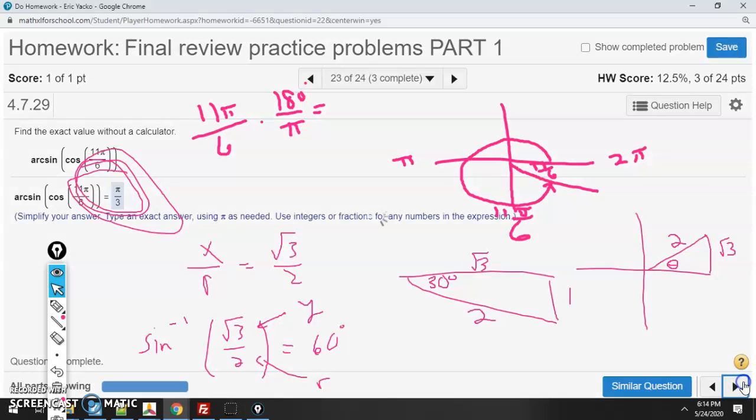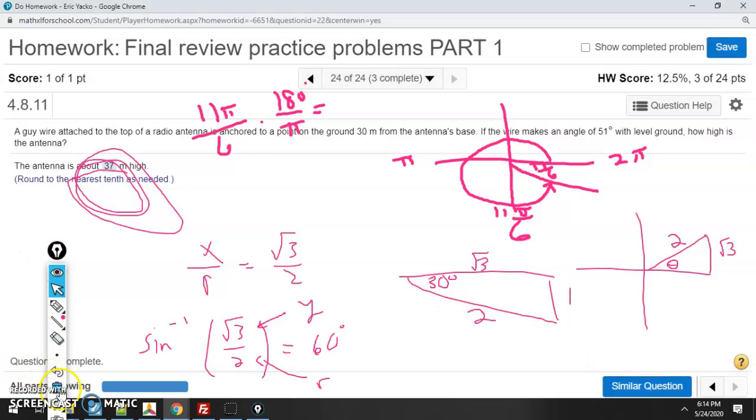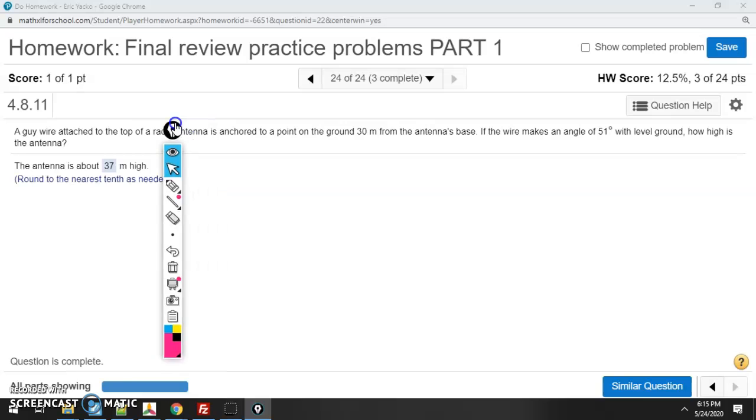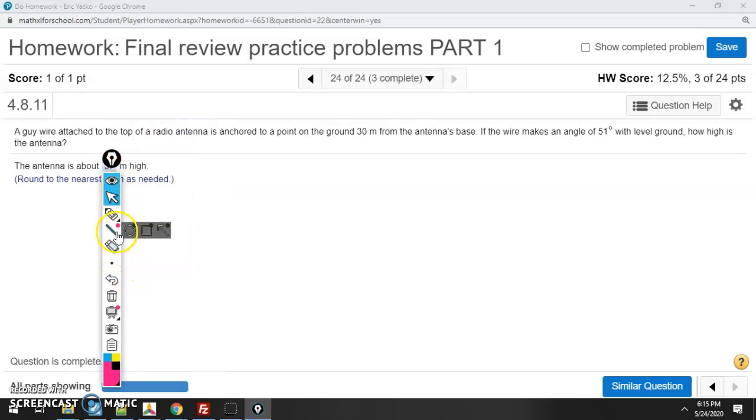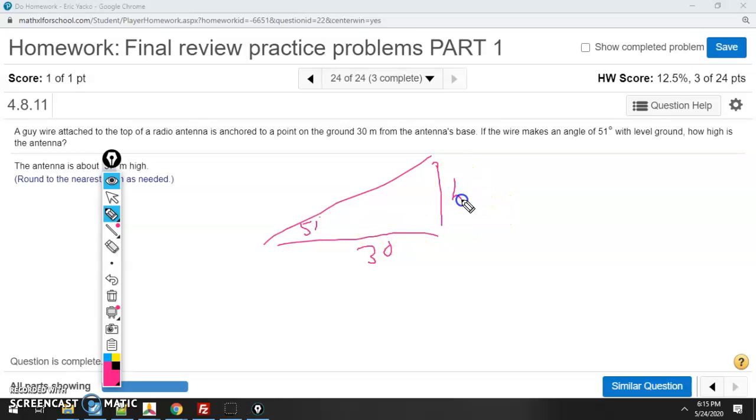Let's try to do one more problem on trigonometry here. Some of you guys just didn't do this, because I don't know if you were lazy or didn't know how to do the problem, but it says a guy wire. I think that's supposed to be a guide wire, but anyway, there's the wire. It's attached to a radio station tower. So here's the tower. It has 30 meters on the base. It has a 51-degree angle. And we're looking for the height of the tower.